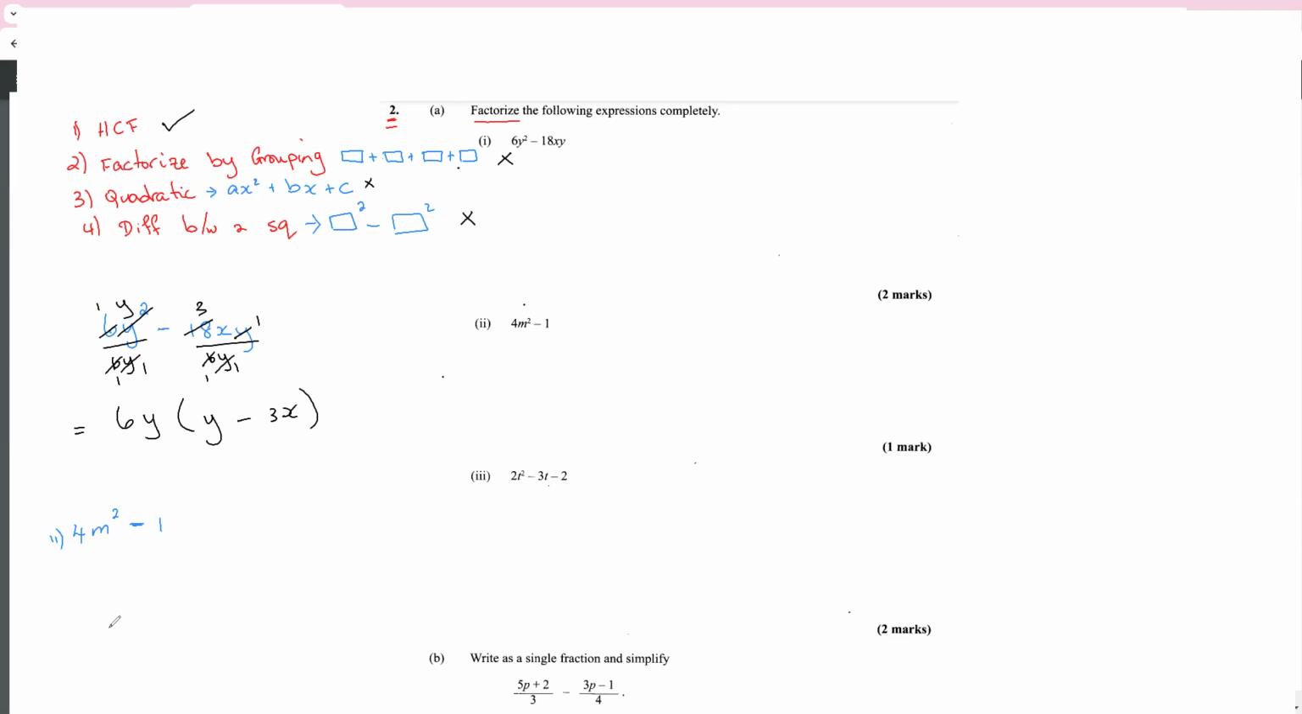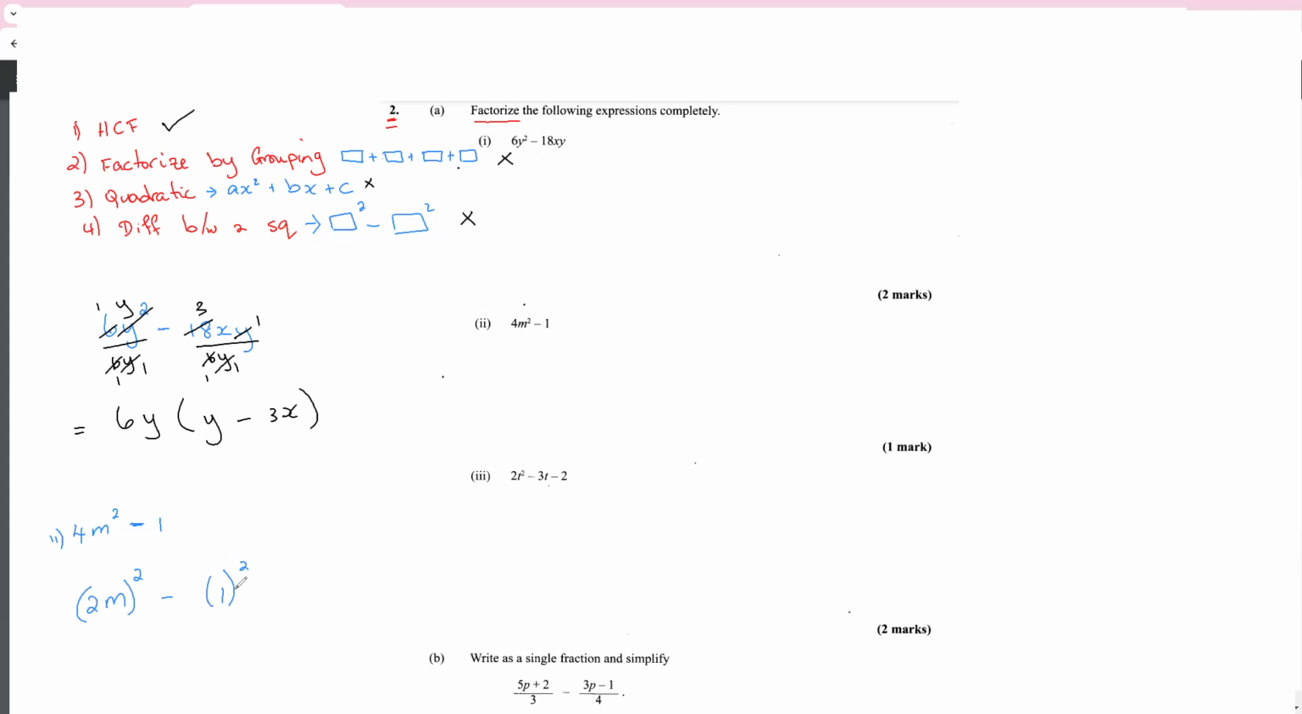So 4 is a perfect square because 4 is actually 2 squared. So if I have 2m all squared, because if you pull out a square, everything inside the brackets will be squared. So 2 squared is 4, m squared is m squared. So you know that's a perfect square. 1 is a perfect square because 1 squared is 1. And a lot of students miss that fact, that 1 is a perfect square.